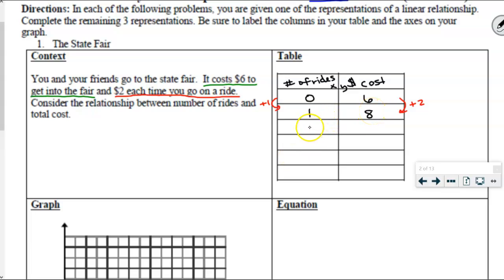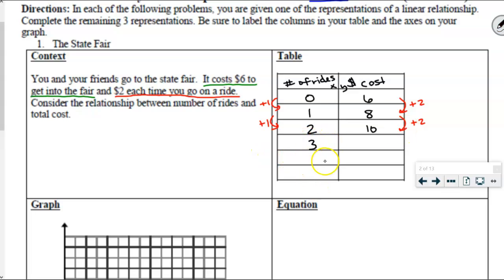So what if I ride 2 rides? What is that going to be? 10? Why 10? Maverick. 6 plus 4. Why did you do 6 plus 4? You're right, but why 6 plus 4? Go ahead. Yeah, 2 rides. And 2 rides is going to be $4. $2 for this ride and another $2 for that one. So 1 more ride means $2 extra. And you get the idea, right?